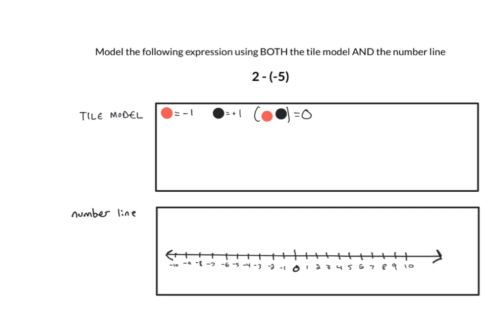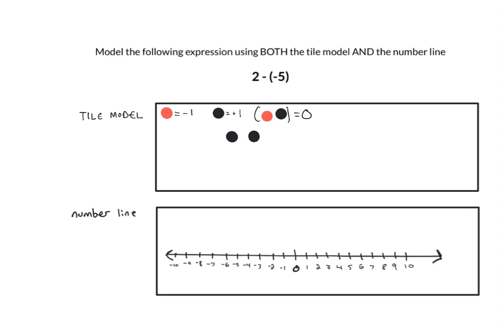So starting with my tile model, I'm using that same key. Red is going to mean -1, black is going to mean +1, and the 2 combined are my 0 pair, so they equal 0. So I'm going to start with that first term, which is a +2. So I'm going to put down 2 tiles.